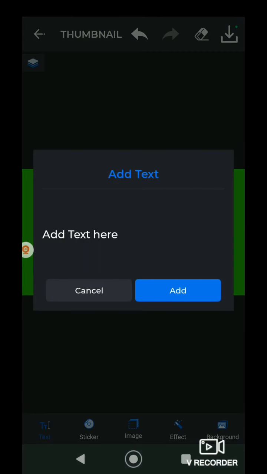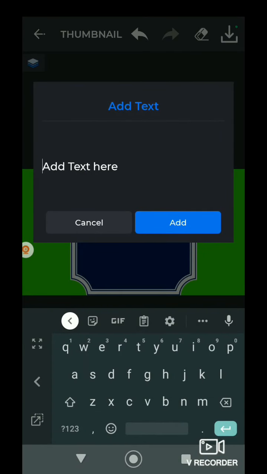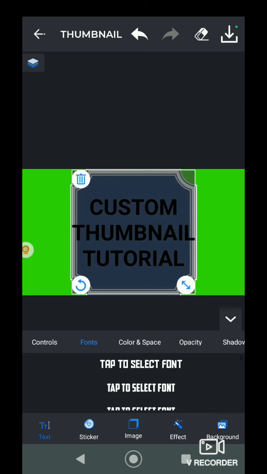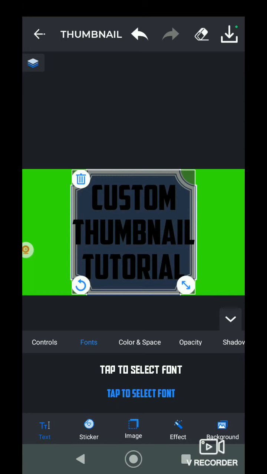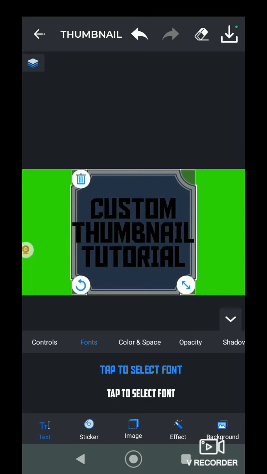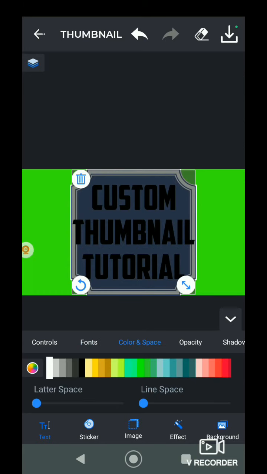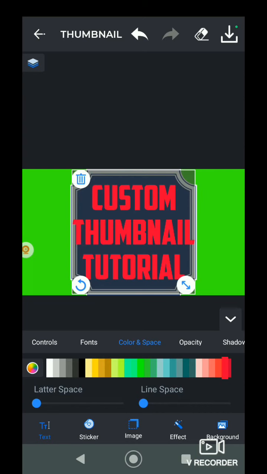Then what I do is put text. Next, I make it in capital. I look at bold and put a different font. Go to this one. Sometimes I use this one. I use this one now. Okay. I got it in color. Got it in red.